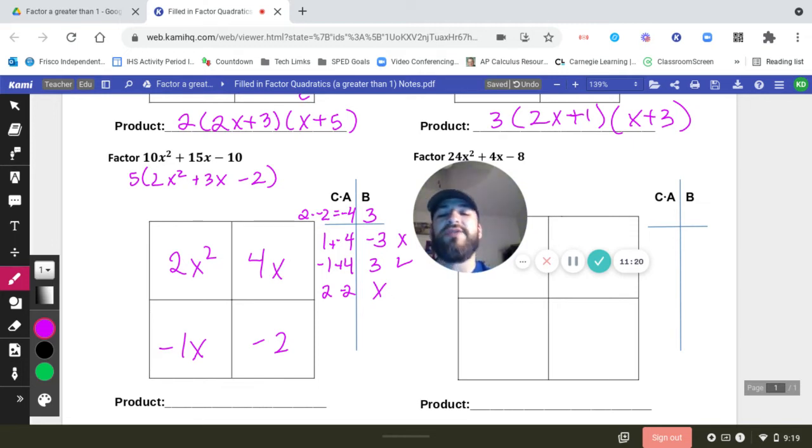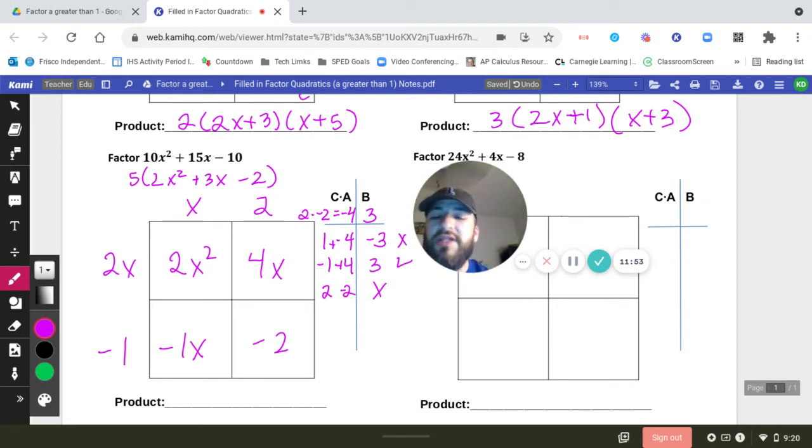Let's start factoring. So 2x squared and 4x, I can factor out a 2 and an x. So 2x. 2x squared and negative 1x. 2 and 1 are both prime, so I can't take anything out of that, but I can take an x out of both. So x comes out here. Okay. 4x and negative 2, both divisible by 2, so I can take a 2 out here. And then negative 1x and negative 2, both are prime, but I could take a negative 1 out of both of those. So negative 1 goes on the outside.